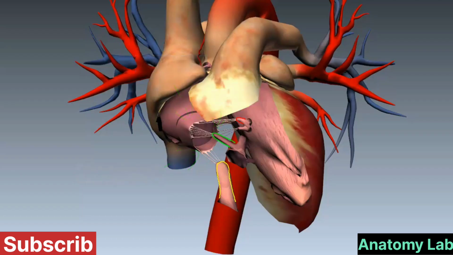The anterior papillary muscle is the biggest muscle and it attaches to the anterior wall. The septal papillary muscles are a bit variable, so sometimes they're very small and sometimes they're even absent. And in this case, the chordae tendineae arise directly from the ventricular wall.